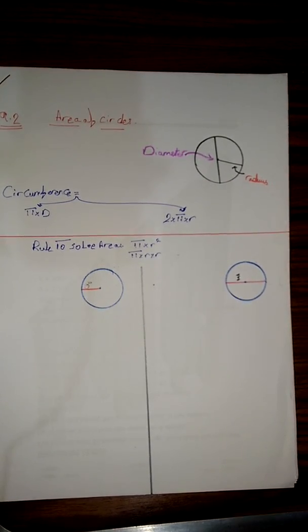You must solve the area of a circle by using pi times r times r, which means that we must find the value of the radius before solving any questions.